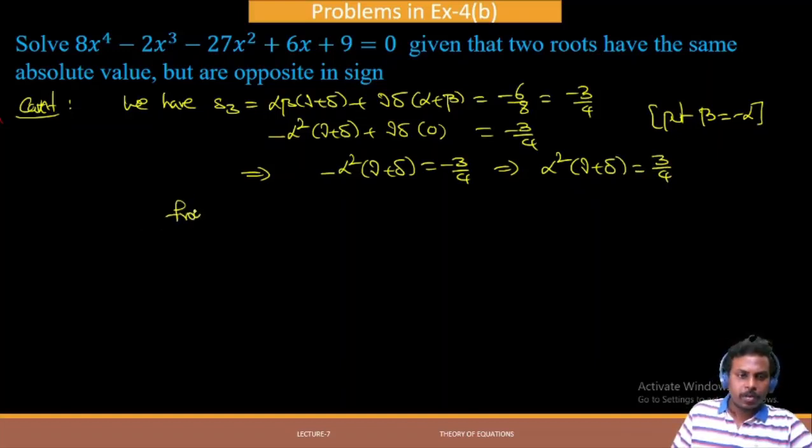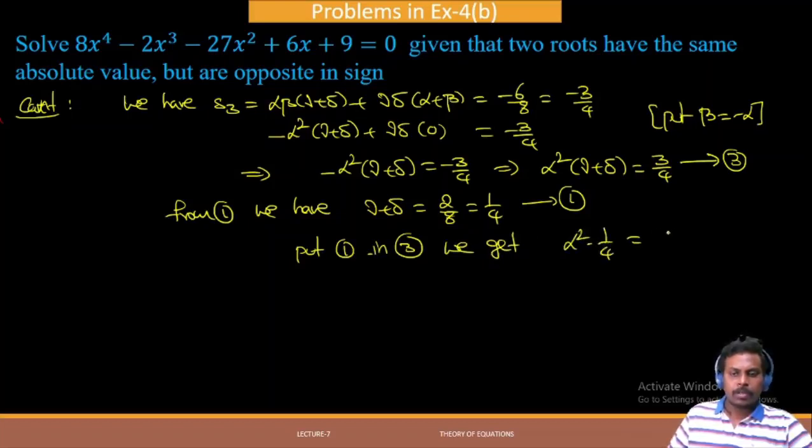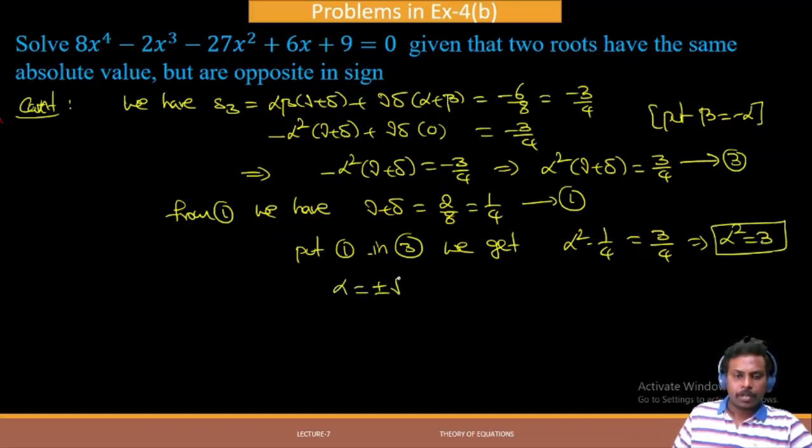Okay, so from 1 we have gamma plus delta is equal to 2 by 8, that is equal to 1 by 4. So maybe we call it as equation 3 and we call it as equation 1. Now put equation 1 in equation 3, we get alpha square into 1 by 4 is equal to 3 by 4 implies alpha square is equal to 3. So alpha value is equal to plus or minus root 3.